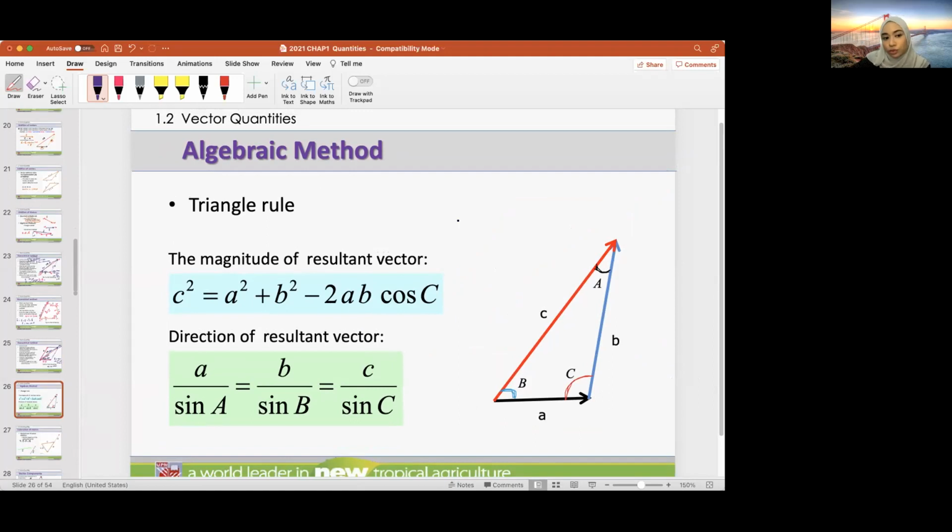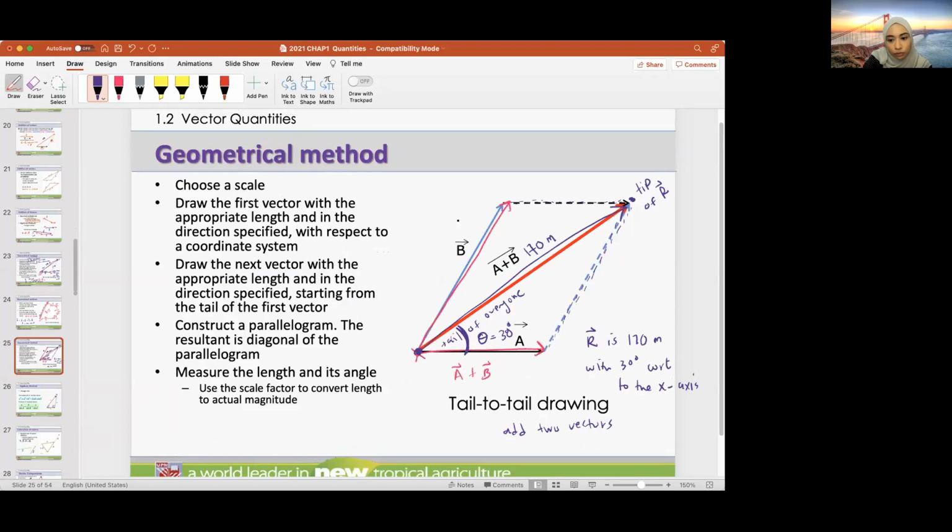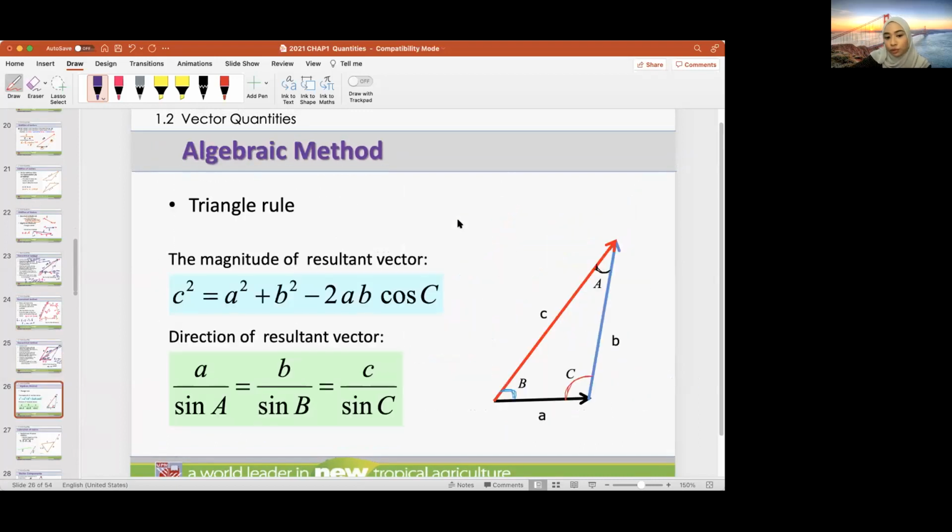Most of the time we won't use this. The famous ones are tail to tail and tip to tail. I believe you covered this in high school, but that's okay. Let's just go over it really quickly. So I want to add, this is supposed to be a vector. Let's try it like this. I want to add A vector with B vector. So A vector plus B vector gives me C vector.